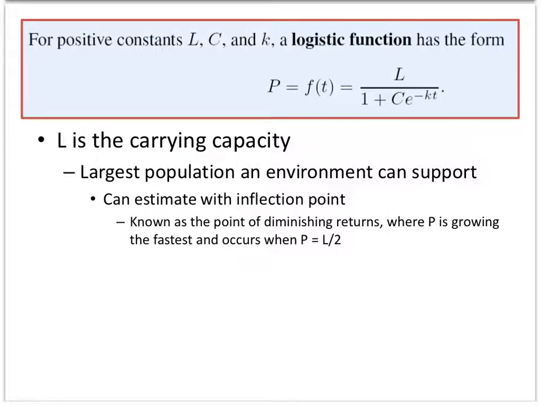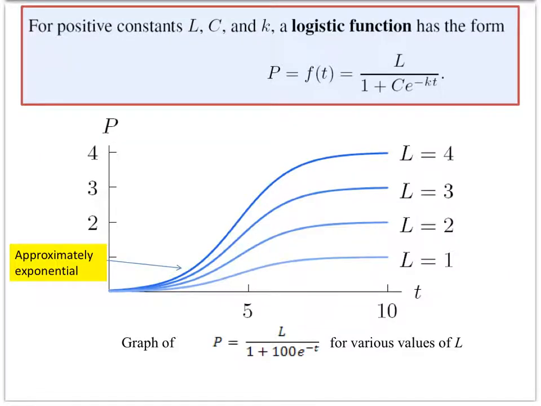What's so nice, you will like about this, because if I didn't tell you this, I would say find the inflection point. Find the first derivative, the second derivative of this ugly thing. So nicely it works out that the inflection point actually occurs at the carrying capacity divided by 2. That also tells you where your population is growing the fastest, because you're going to have the steepest slope there. So this L over 2 is also called the point of diminishing returns, and it gives you your inflection.